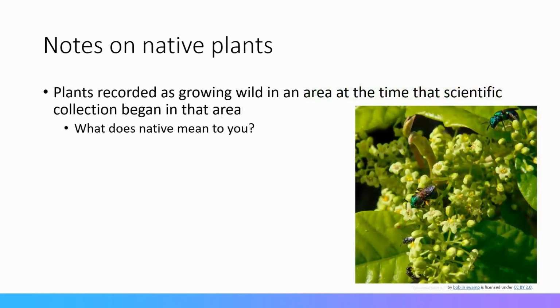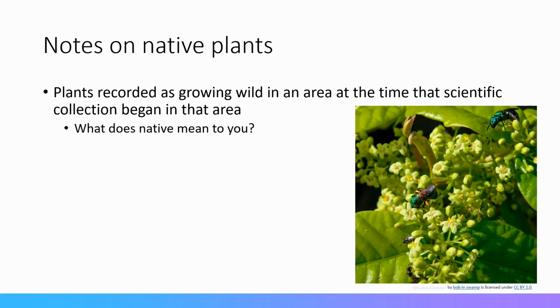So a few notes on native plants. In addition to being native to a geographic area, we define native plants as being in an area at the time that scientific collection began in the area. So basically when Europeans started coming to North America is how we define native plants. If it was here before Europeans showed up and started documenting stuff, we consider that native.